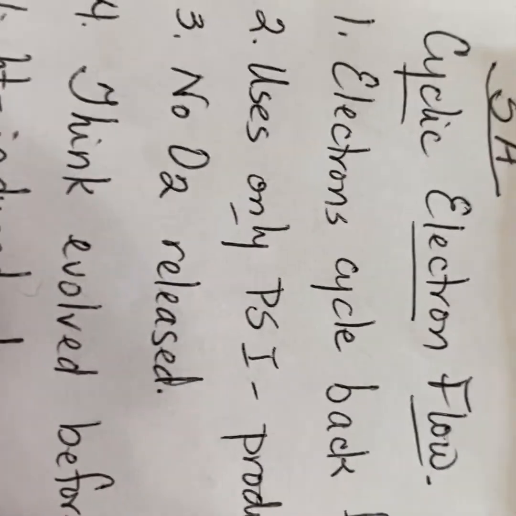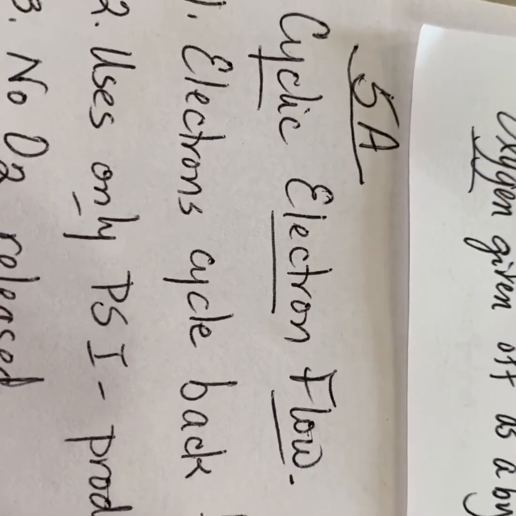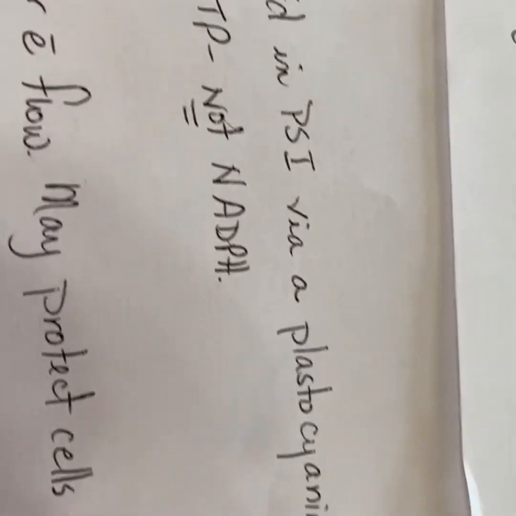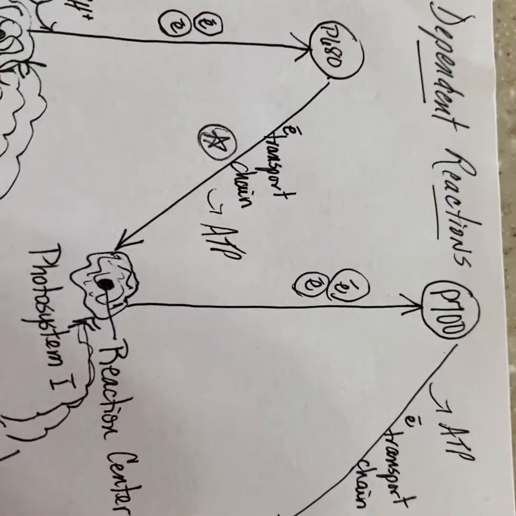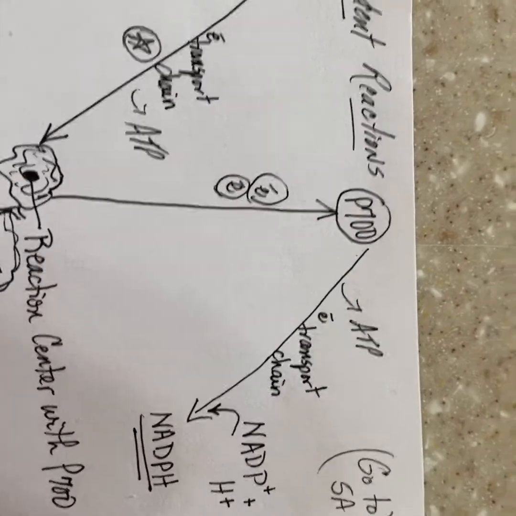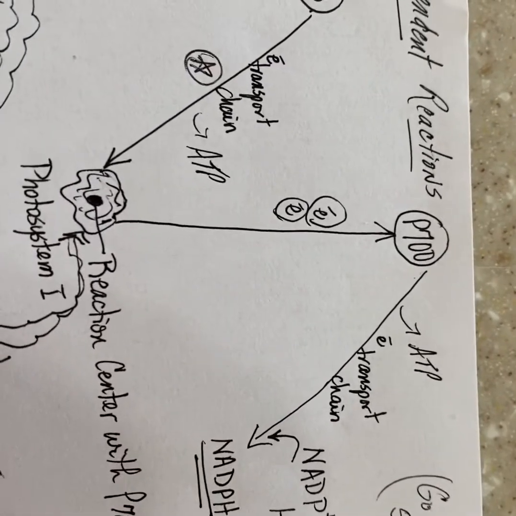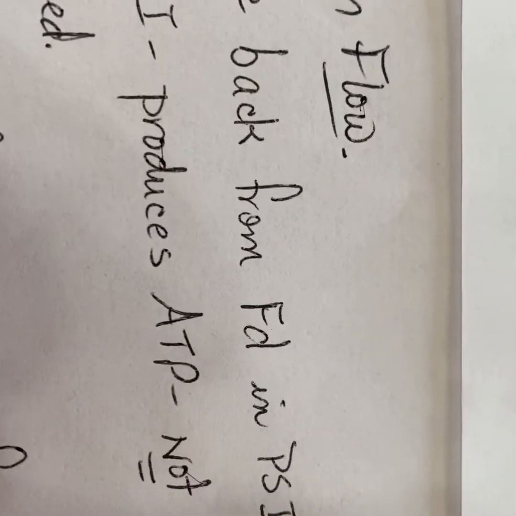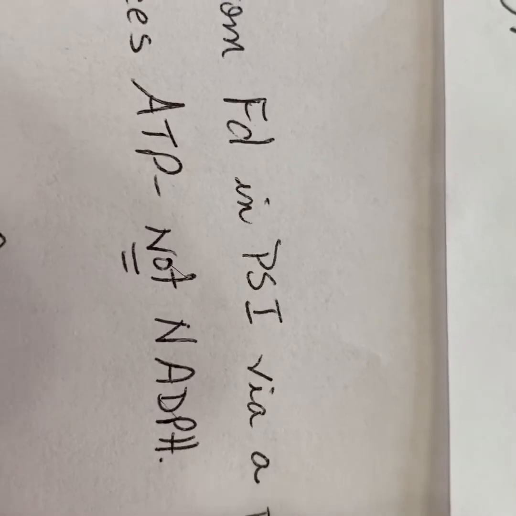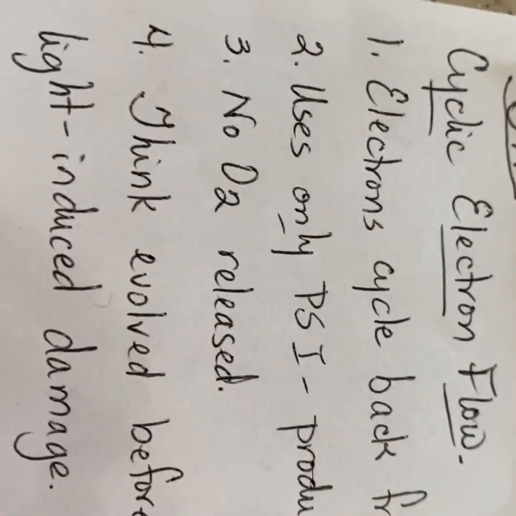There is a phenomenon known as cyclic electron flow, where the electrons cycle back from ferredoxin in PS1 via plastocyanin. Now that sounds like Greek, but all we're saying is that the electrons, rather than doing this whole pathway, they cycle just using photosystem 1. So the end result of that is they produce ATP, but they do not produce NADPH. They don't do that last electron transport chain. They also do not release oxygen.